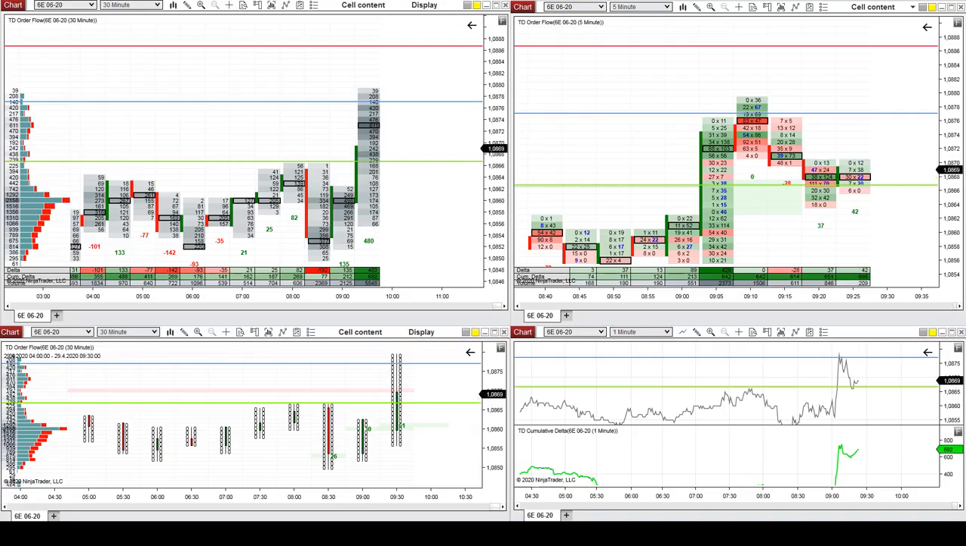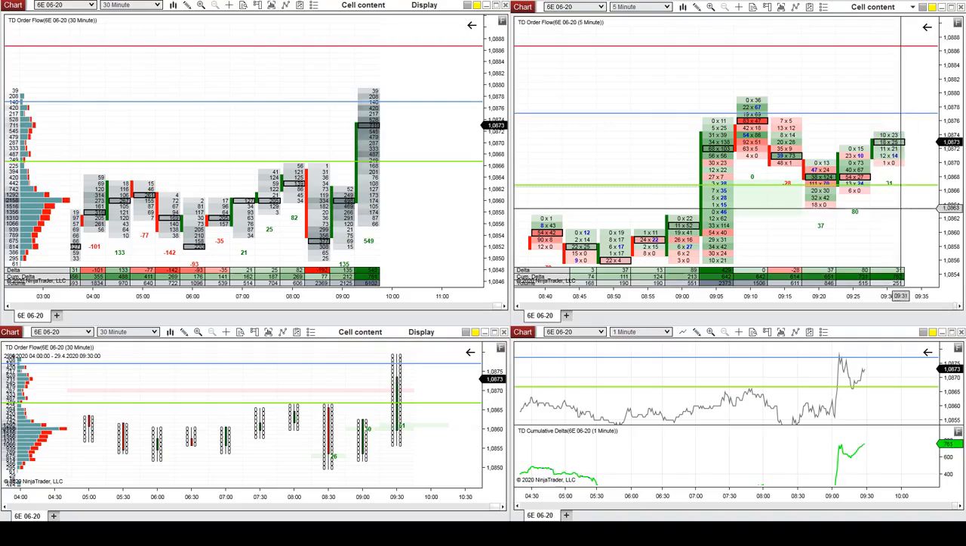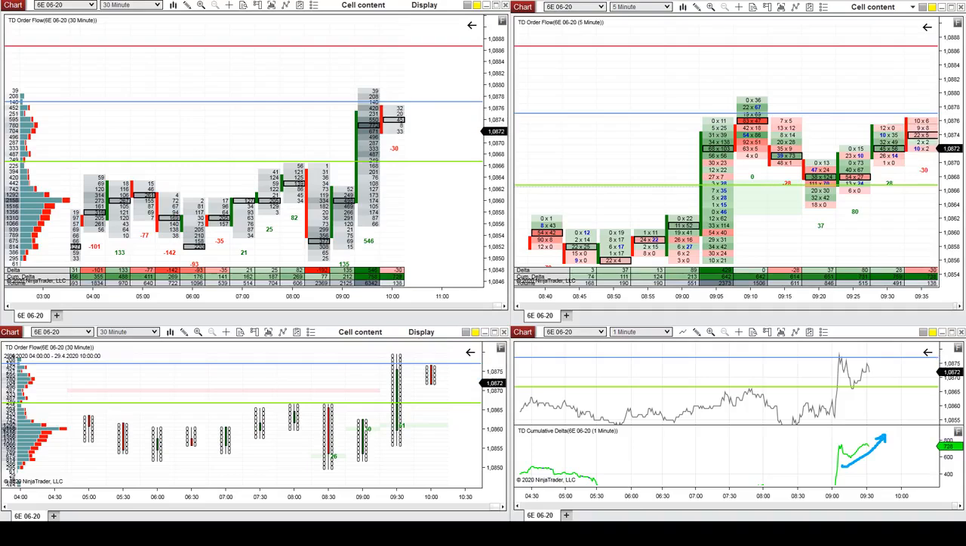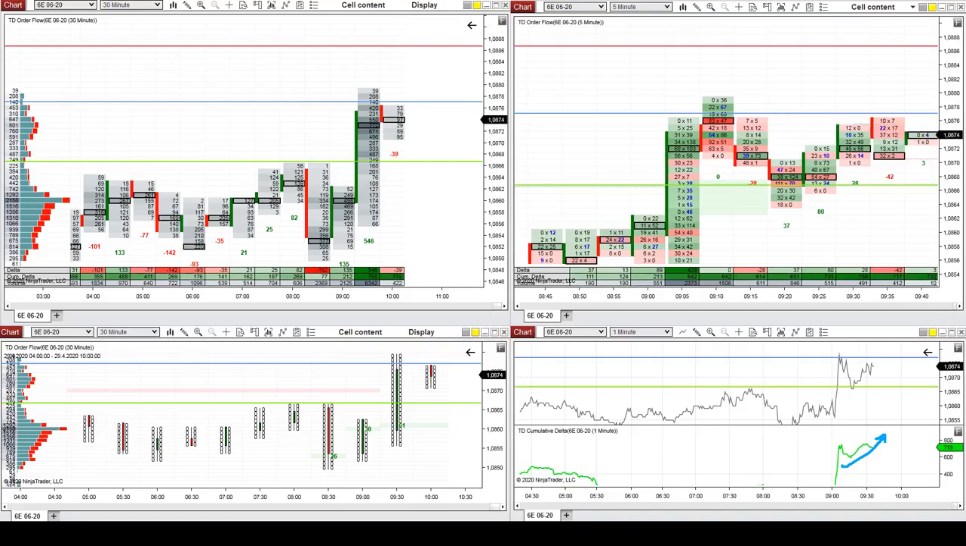Just out of curiosity, all right? I'll fast forward a bit. Yeah, positive delta. As you can see, the cumulative delta is rising again. Yeah, buyers are back in the game again. And we are back at the entry point.